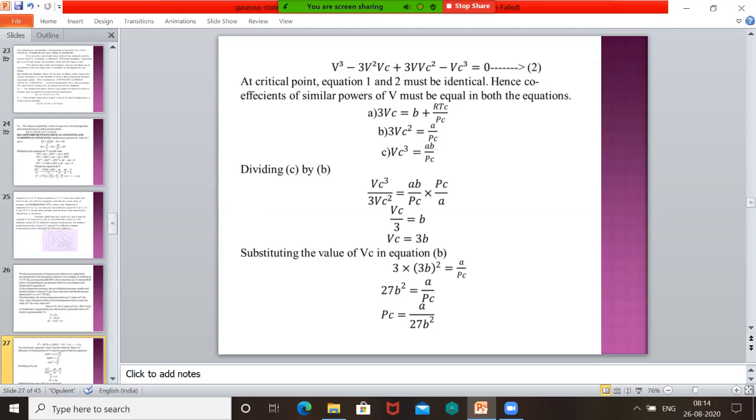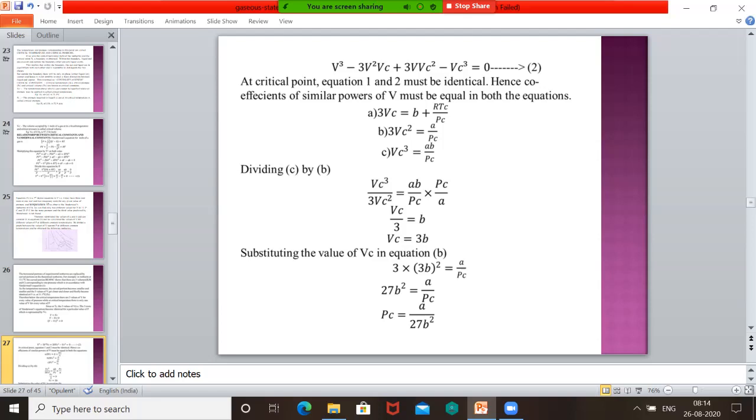Vc cubed divided by 3Vc squared is equal to AB by Pc into, this is reversed, Pc by A. Cancel Pc, Pc cancels, Vc squared cancels, Vc remains. Vc by 3 is equal to B, or Vc is equal to 3B. We got one relation between critical volume and Vanderwaals constant b.